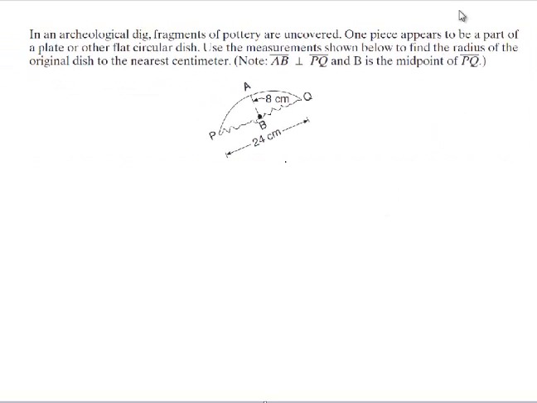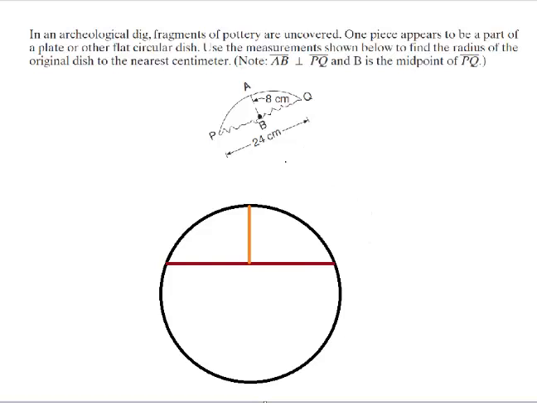In an archaeological dig, fragments of pottery are uncovered. One piece appears to be part of a plate or other circular flat dish. Use the measurement shown below to find the radius of the original dish to the nearest centimeter. So what I've done to solve it, really the first stage, is to reproduce it on a circle, using this top half. Obviously this is cut off, so we don't know exactly how far the bottom is, but we do know that this is 8, and the entire length all the way across is 24. So we'll call it 12 on this side and 12 on this side for a total of 24. This is because it tells you that B is the midpoint of PQ.